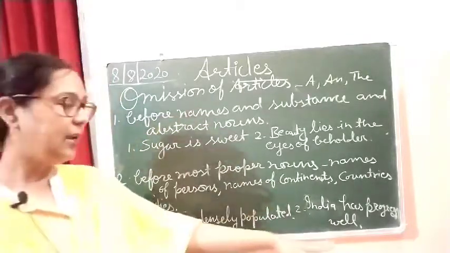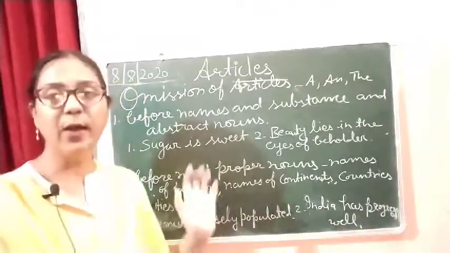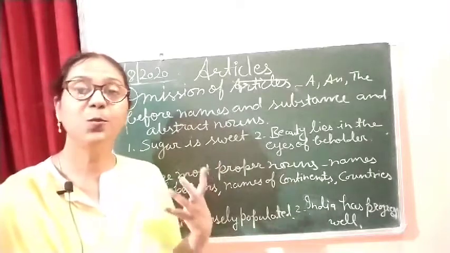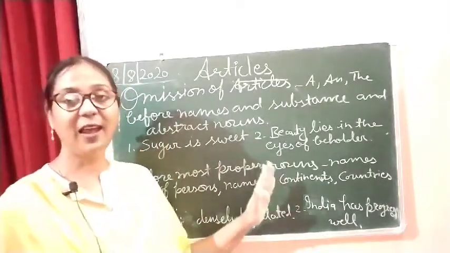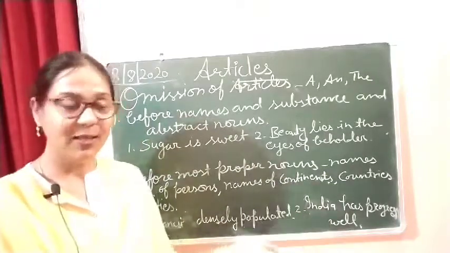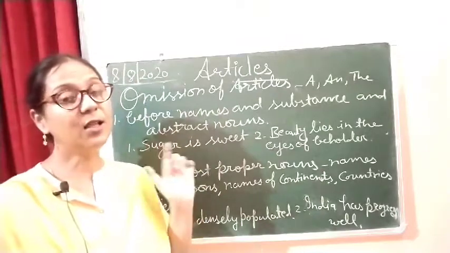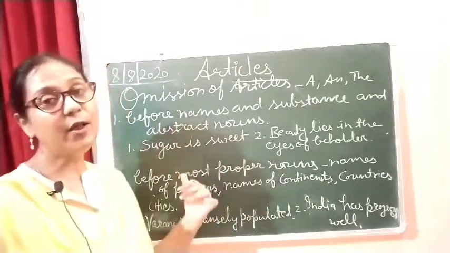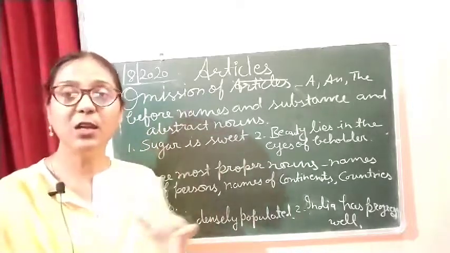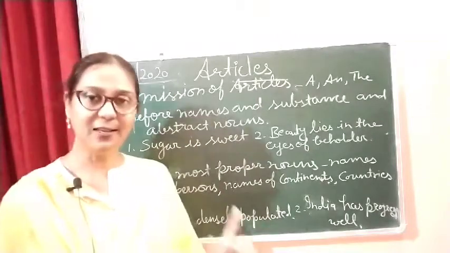Now in the second example, "India has progressed well." So there is no use to write a, an or the. India has progressed well. So before the name of any city, any continent or any proper noun, there is no need to use any article.